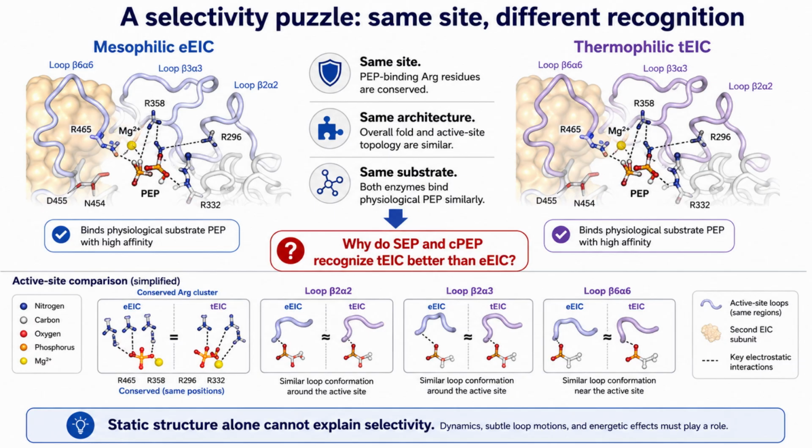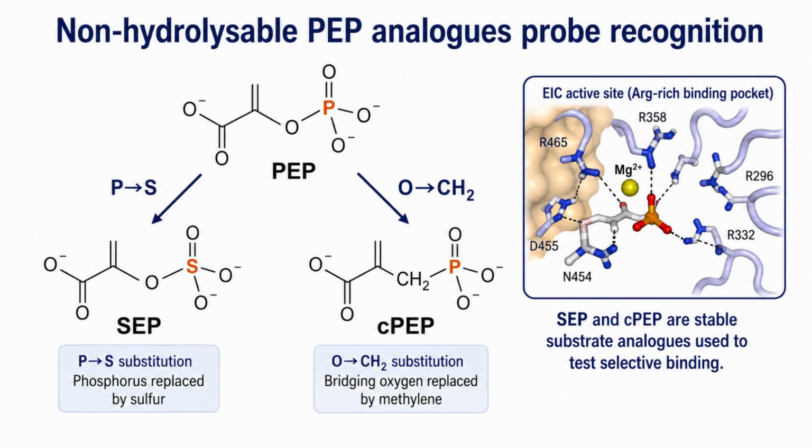We compared mesophilic E1C from E. coli with thermophilic E1C from Thermoanaerobacter tencongensis. These enzymes share the same overall fold, conserved PEP binding residues, and similar affinity for the physiological substrate PEP. Yet two non-hydrolyzable PEP analogues, SEP and CPEP, behave very differently.